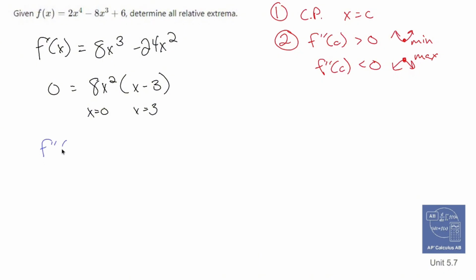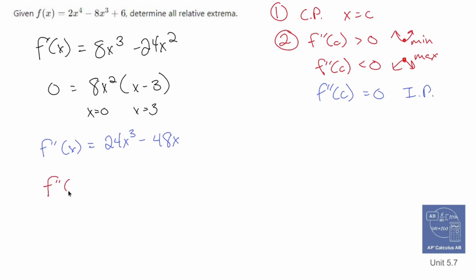So f double prime of x is going to be 24x cubed minus 48x. And with that multiplicity of 2 scaring me a little bit, that's going to remind me that f double prime of c, if it equals 0, is going to be an inflection point. Neither of that. But we'll see if we have to worry about that. We might. So I have 0 and 3.